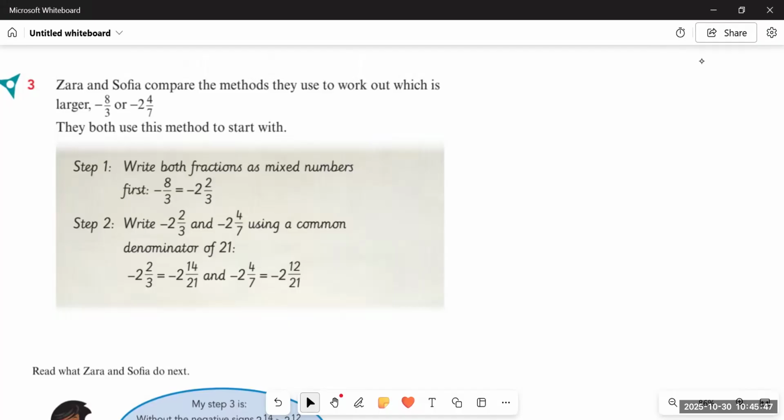Now the next question says, Zara and Sophia compare the methods they use to work out which is larger, minus 8 over 3 or minus 2 whole 4 over 7. They both use this method to start with. First, minus 8 over 3 is equal to minus 2 whole 2 over 3, right? What they did actually, both of them converted the improper fraction into mixed numbers. And then write minus 2 whole 2 over 3 and minus 2 whole 4 over 7 using a common denominator. That is 21. Okay, fine. That's what we were doing up till now. And then what are they doing? They are comparing 14 with 12. Okay.